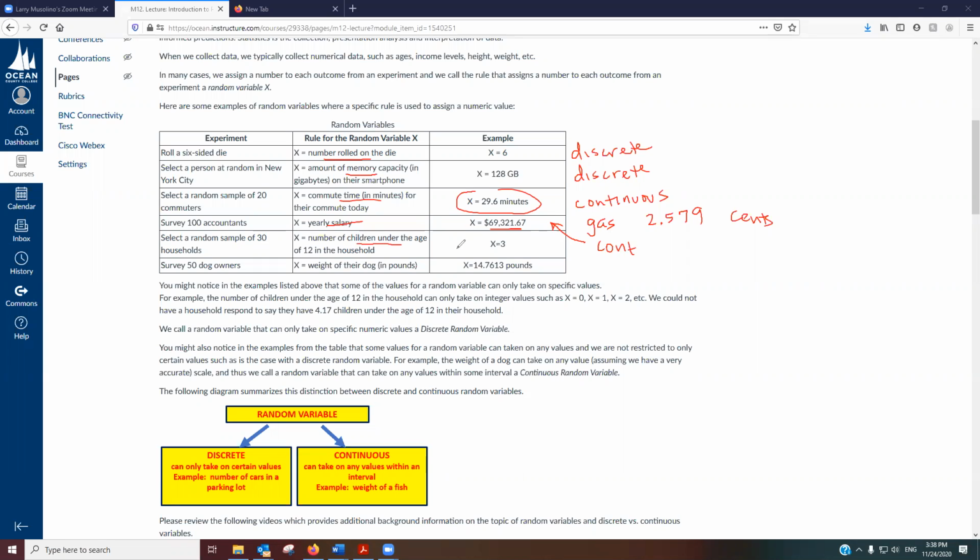How about the number of children in a household? Of course, that's discrete. I'm only allowed to have a whole number of children. And the weight of a dog, we said, is continuous.